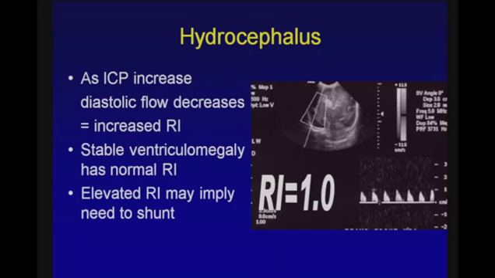As increased intracranial pressure goes higher, you get less and less diastolic flow. If there's atrophy, the resistive indices will be in the normal range. When they're elevated, it implies the need for tapping or shunting.